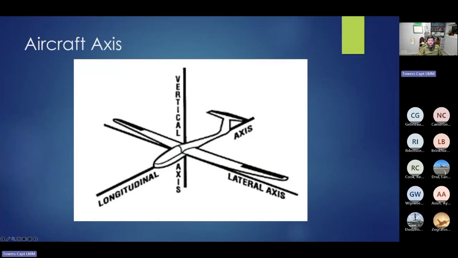So to start off, we'll do a review of the axes of an aircraft. Can anyone tell me what the 3 axes are and what movements they control or are connected to? Vertical is yaw, from Cameron. Can you tell me another one?